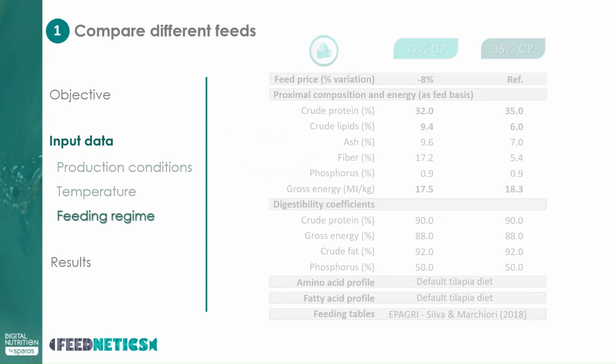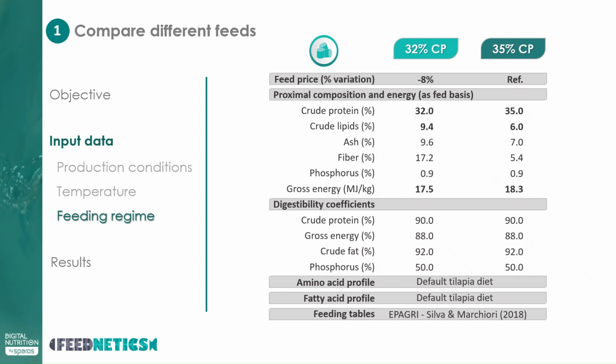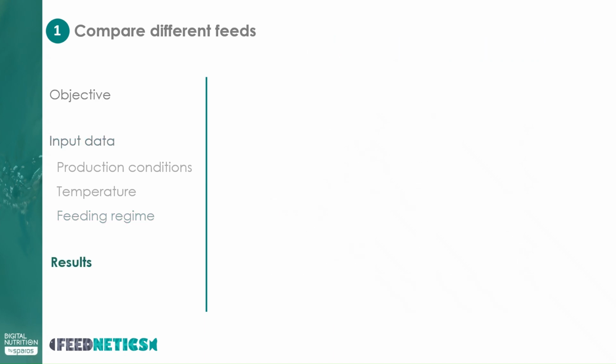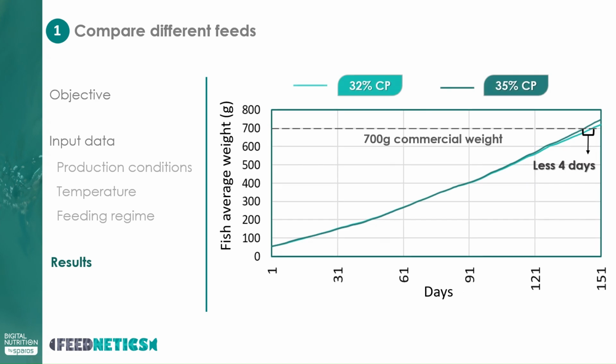Now looking at the feeding regime, here we compare two feeds, 32% versus 35% protein. The 35% feed costs slightly more and differs mainly in protein, fat, and energy. Digestibility and nutrient profiles are kept equal for both. Feeding rates follow the Epicry table from Silva and Marchiori, 2018, suitable for Brazilian conditions. After entering all inputs, we ran both scenarios.